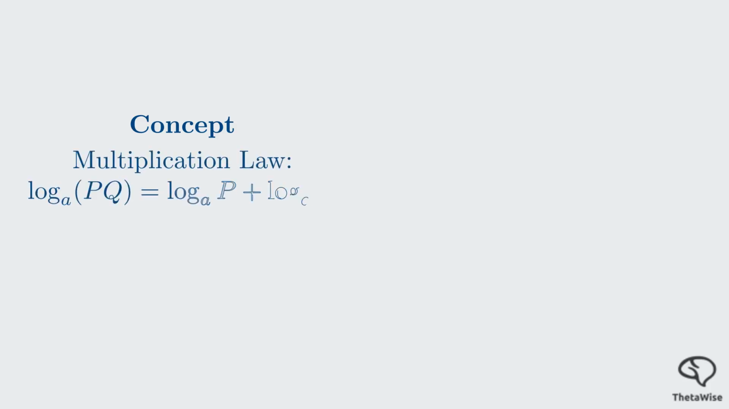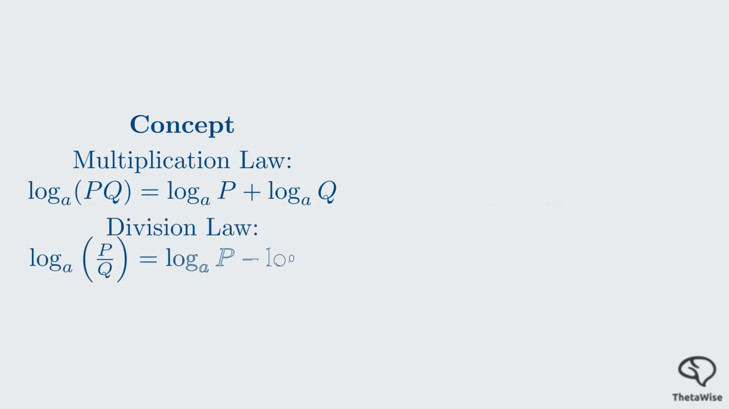To manipulate more complex expressions, we use the 3 fundamental laws of logarithms. These laws are essential for simplifying equations before solving them. The multiplication law tells us that the log of a product is the sum of the logs. This mirrors the index law, where we add powers when multiplying terms with the same base. The division law states that the log of a quotient is the difference of the logs. Again, this is the inverse of subtracting exponents during division.